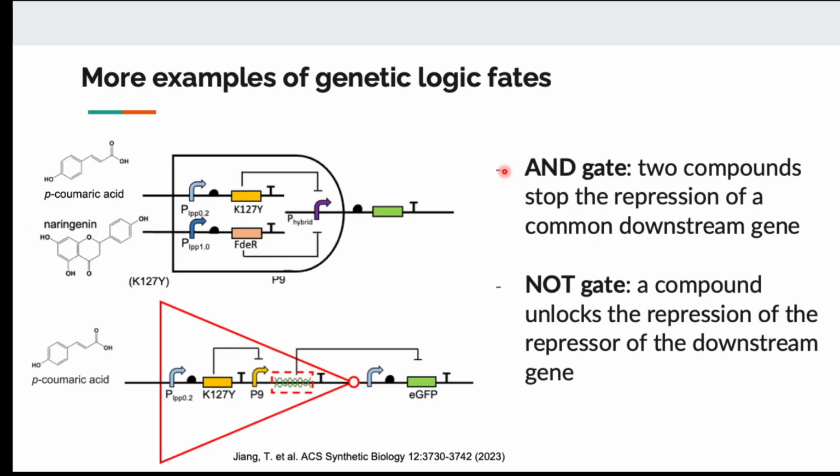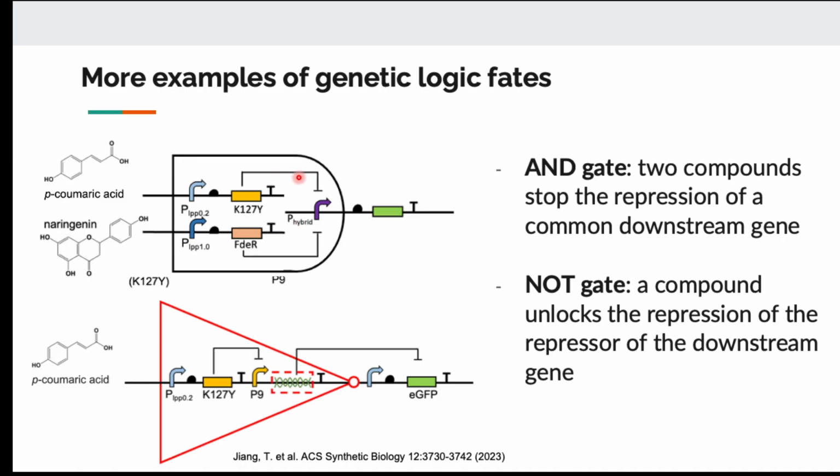Let's look at more examples. If you want to have two conditions, like this gene, the green fluorescent protein here, you want to activate it only when you have both chromatic acid and the nitrogen, two different compounds basically. So you want to have the conditions where if you want to activate it, you need both. Just one is not enough, you need both.